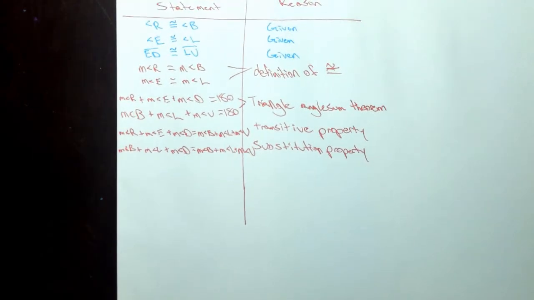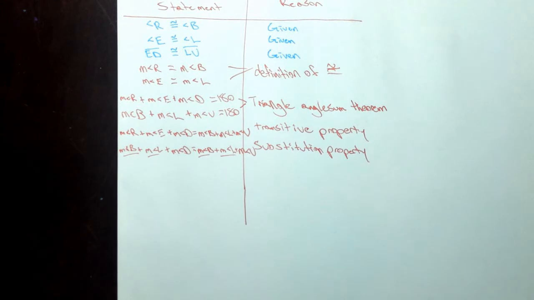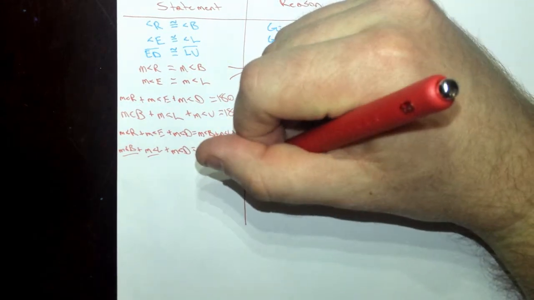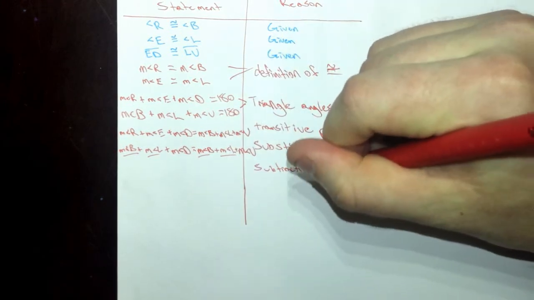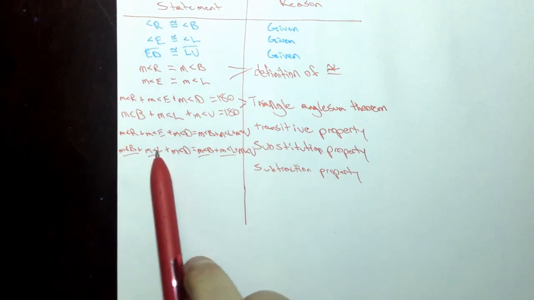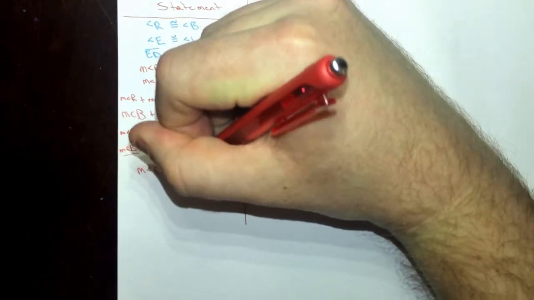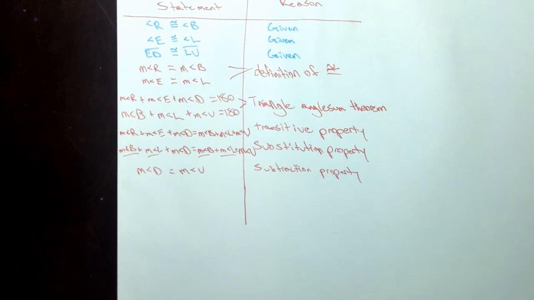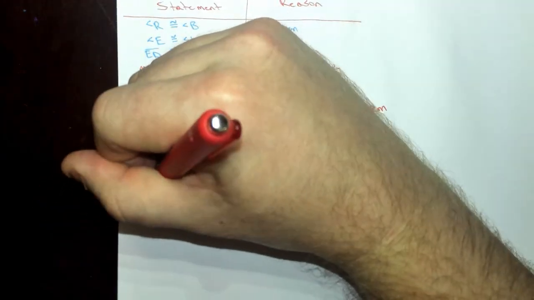Okay, now notice I've got B's and L's on both sides of the equation. So if I use subtraction now, then I could subtract away both of those angles, and I'm left with the measure of angle D on this side being equal to the measure of angle U on this side of the equation. Well, if their measures are equal, then that means that those angles are congruent.